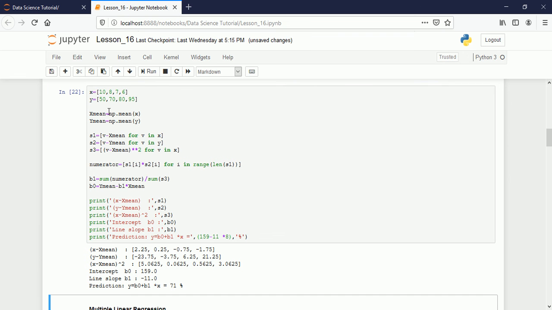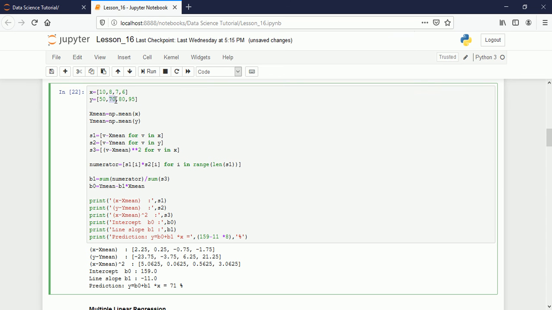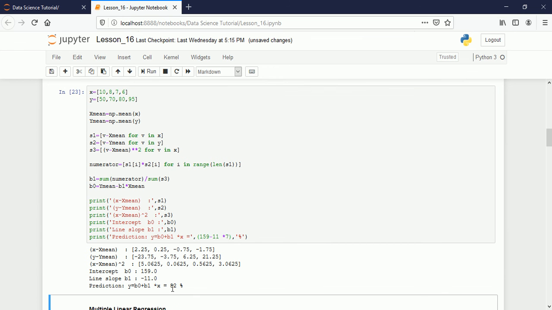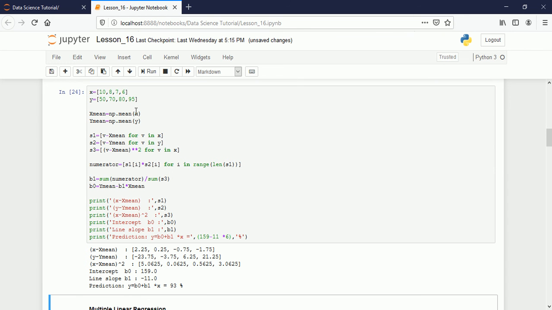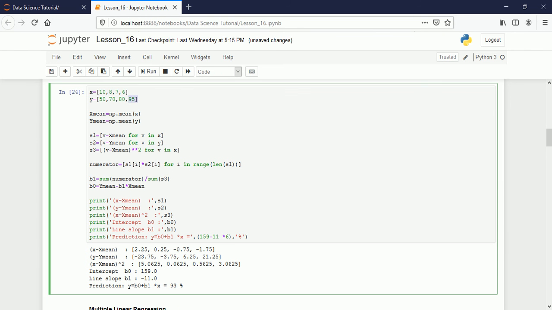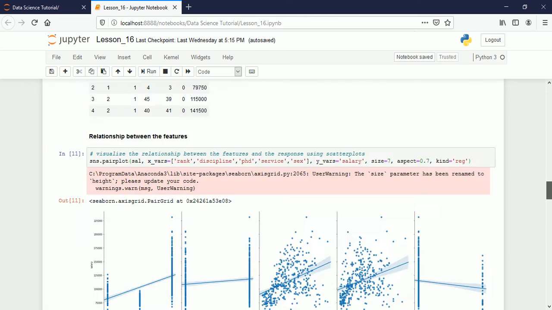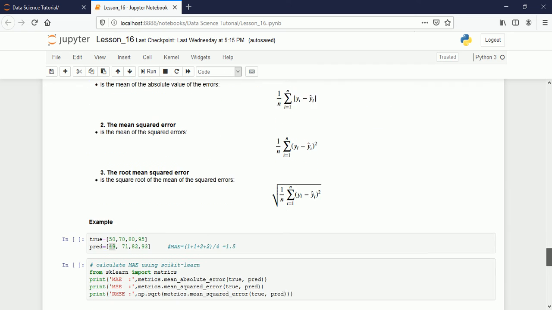So for 8 hours we said 70, the actual value is 70, but the model predicts how much? 71. For 7, how much are we getting? Okay, 82. So these are predicted values and these are the actual values. Now let's go for 6 hours. For 6 hours the actual value is 95, but the predicted value by the model is 93. Now let me put these values here and calculate them.